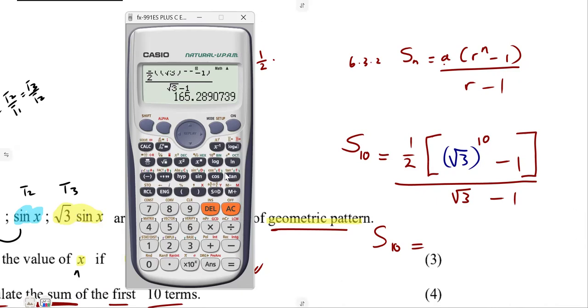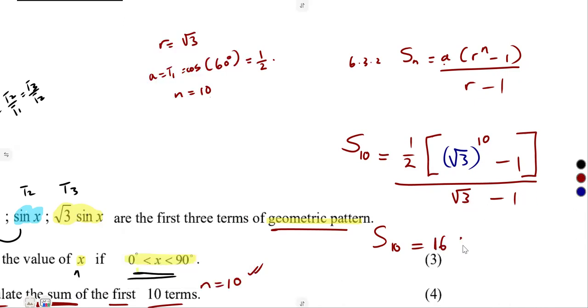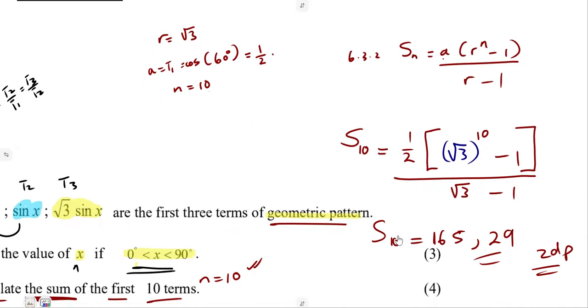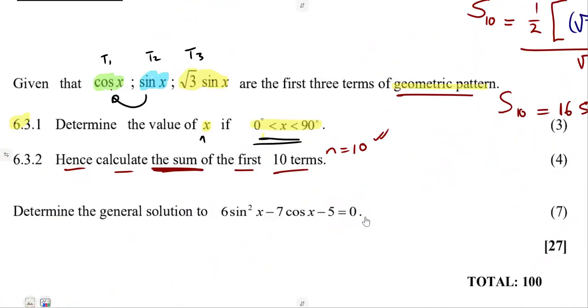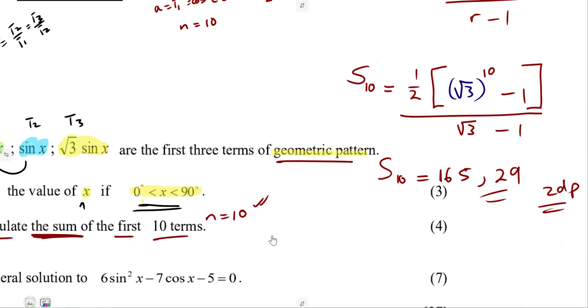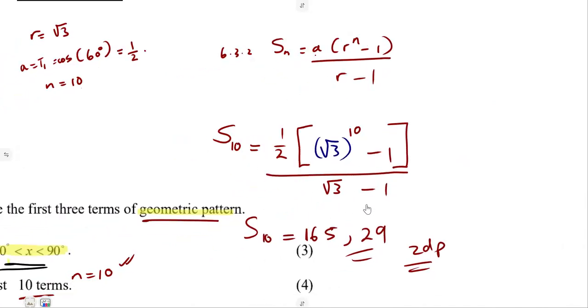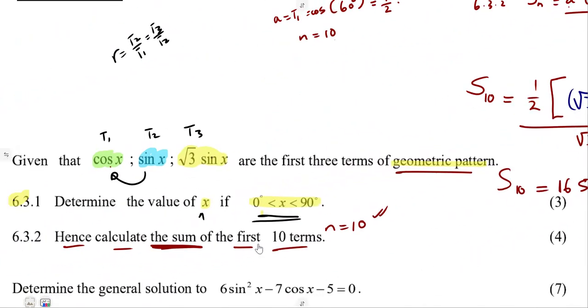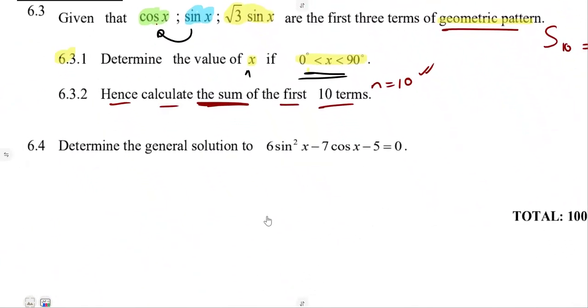That was going to give us 165.29. The 8 is going to change into a 9, to 2 decimal places. Remember our instruction. So that's 165.29 to 2 decimal places. All right, so that was 6.3.2 from what we are given. So just like that, guys, you see now you're back to the sequence, the geometric pattern from trig.